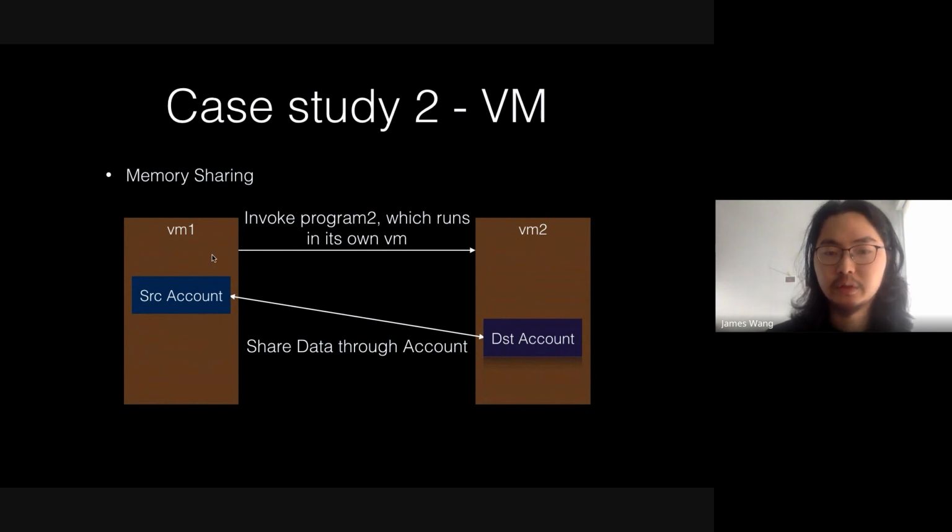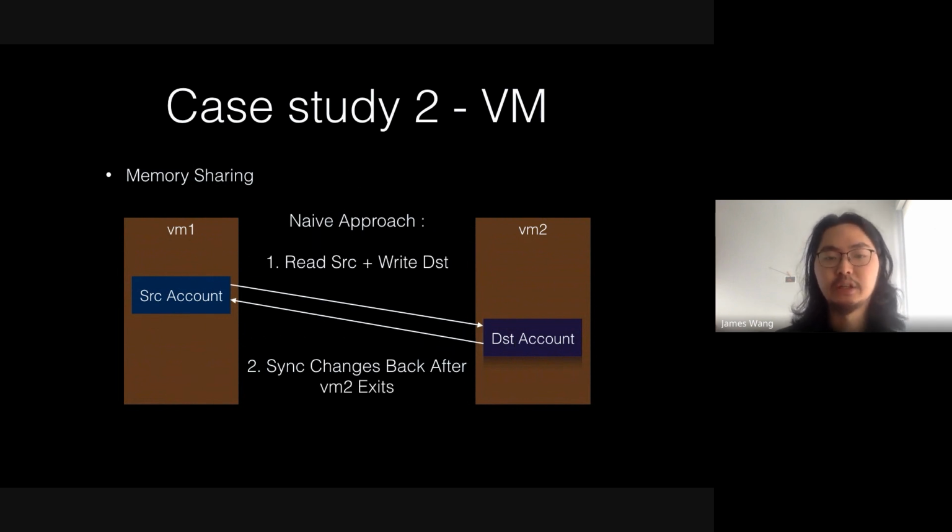So when the first program invokes the second program, and if it wants to pass data to the second program, it specifies the part of the data it wants to share, wraps it in an account, and passes it to the second program. So this is the way memory sharing is expected to work.